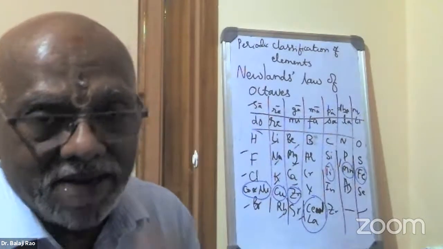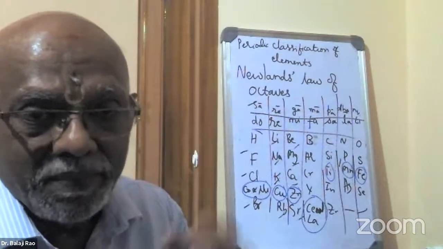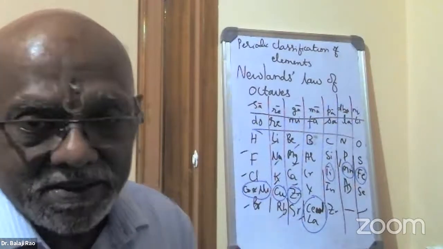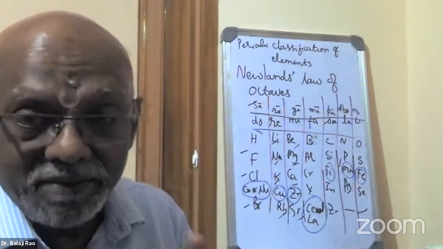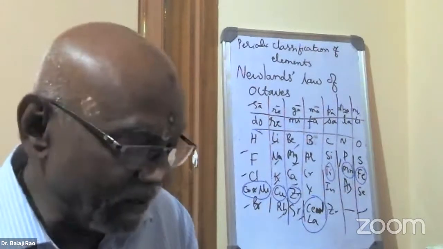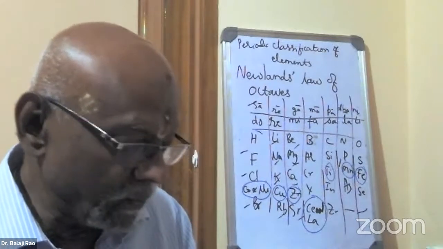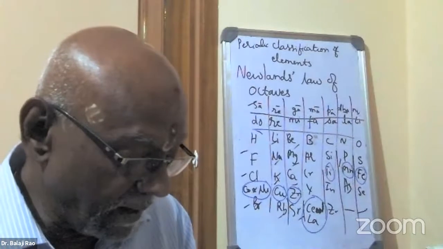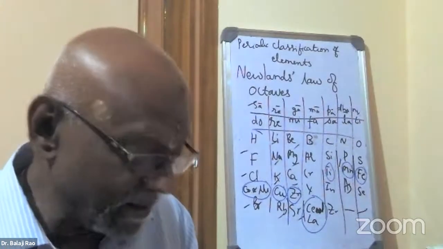He started to slowly arrange elements in the increasing order of their atomic weights. Because by then definitely people had come to understand the concept of atomic weights. So he knew a lot of information, and I'll just give you a small piece of information about Mendeleev.